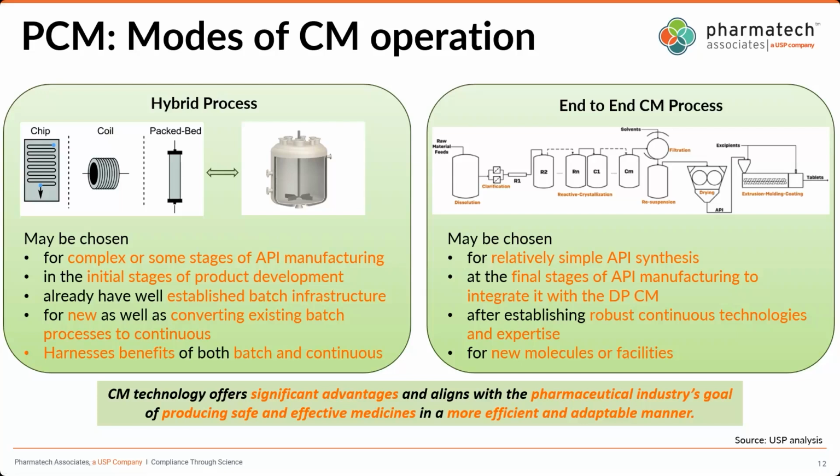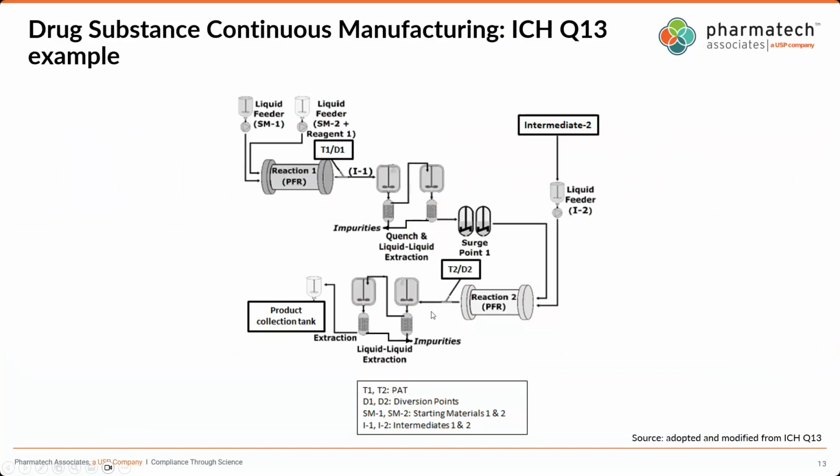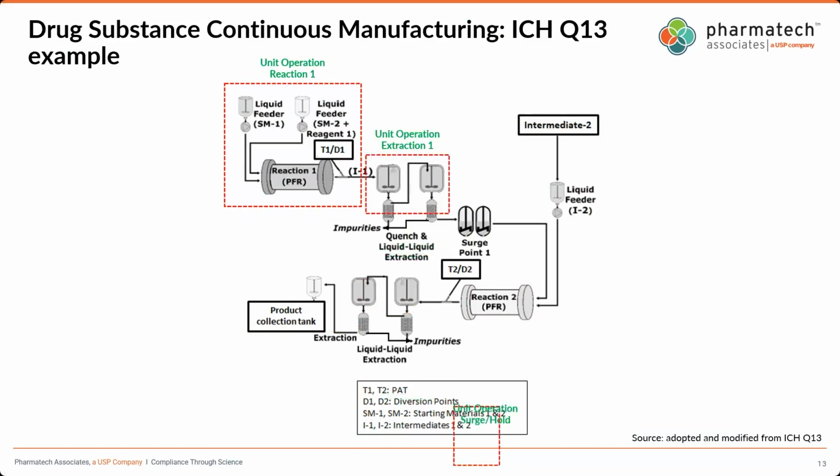Now let's take a look at how a typical API continuous manufacturing would look like, taking an example from ICH Q13. Can we go on to the next slide? So the figure here is the typical API continuous manufacturing process adopted from the ICH Q13 document. As you can see, the process consists of unit operations including two plug flow reactors and two liquid extractors, and then the product isolation is considered to be performed in batch.